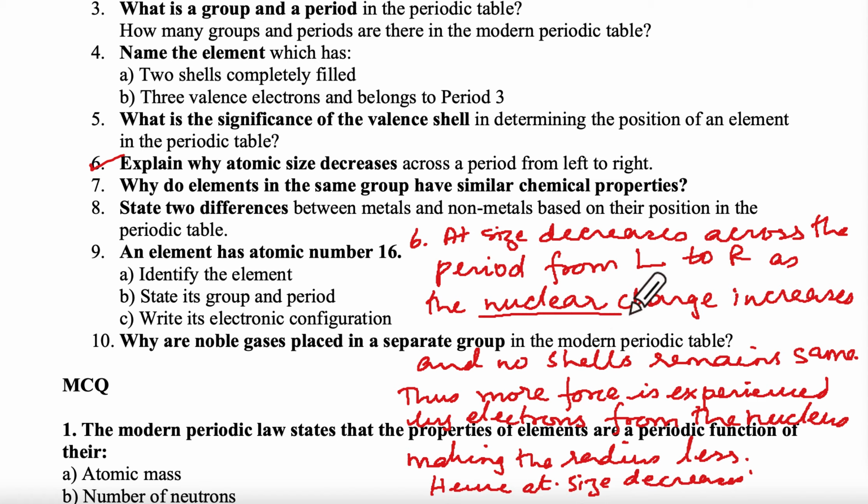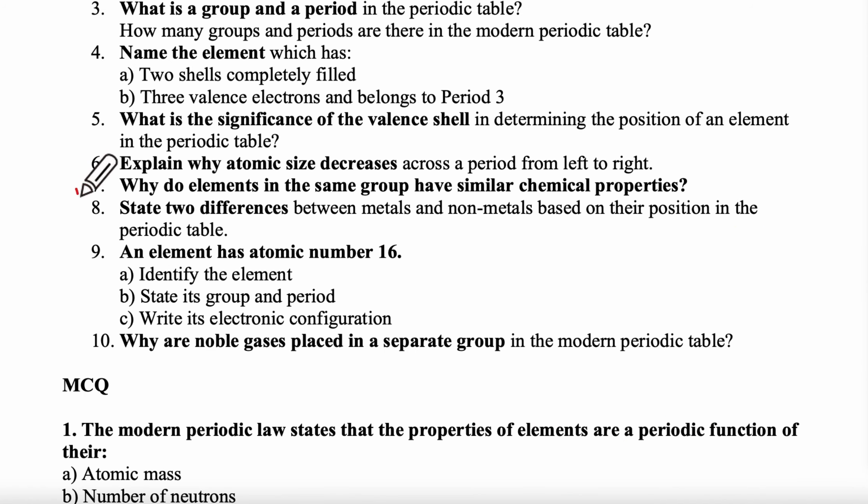Okay, underline: nuclear charge increases, number of shells remains same. So if it is period 3, then 3 shells, but as you go from left to right, more force. So the 3 shells will come closer. Understood, because more force is there. Understanding?